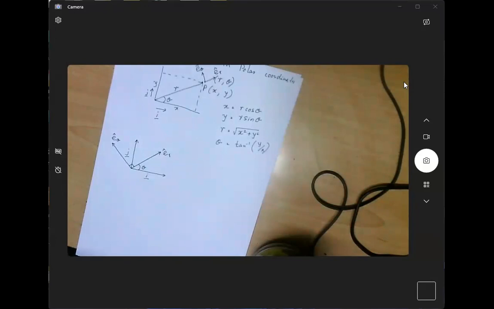Now, how are we going to... before that, when you consider these two vectors, e_r and e_theta, are they constant, like i and j?